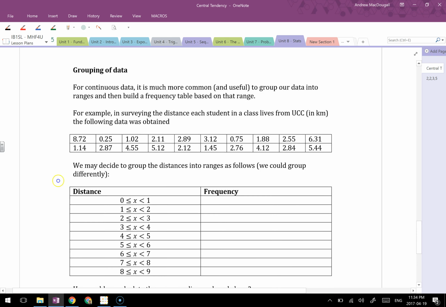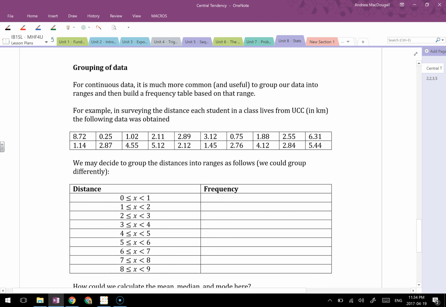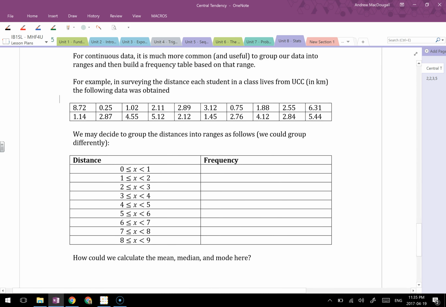The last concept from this lesson is called grouping of data. So again, let's consider this survey. This is a survey of the distance each student in the class lives from ECC in kilometers. So this guy lives 8.72 kilometers away. This guy lives 250 meters away, 4.55, you see. And sometimes you don't really care about the exact distances, just how many people live within 1 kilometer, how many live between 1 and 2, how many live between 2 and 3.